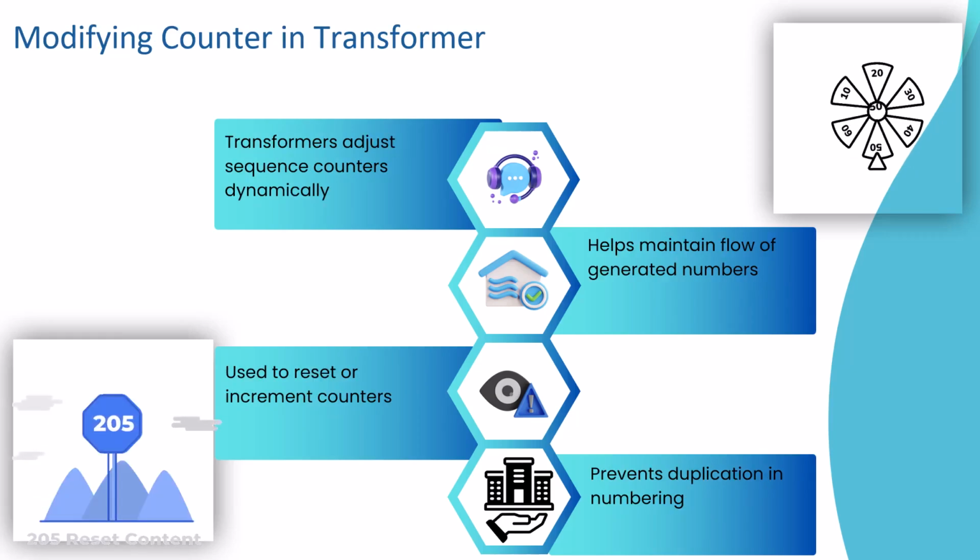Transformers, no, not the robots, but database helpers, keep sequence counters running smoothly. They adjust dynamically, making sure numbers progress logically. Need to reset or increment? No problem. This prevents duplicates from sneaking in. Imagine a bakery. Each cake gets a unique label, preventing mix-ups. No one wants to grab a chocolate cake that turns out to be carrot.